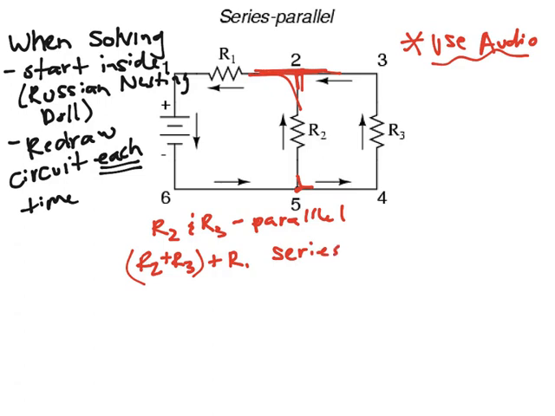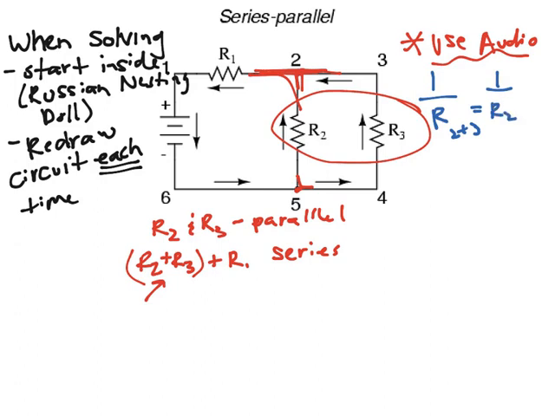So that means we have to solve this first. That's the idea of our Russian nesting doll. You start from the inside and work your way up. So you must first find the equivalent of these. They are in parallel. So we would say 1 over the resistance R2 and 3 is equal to 1 over R2 plus 1 over R3.